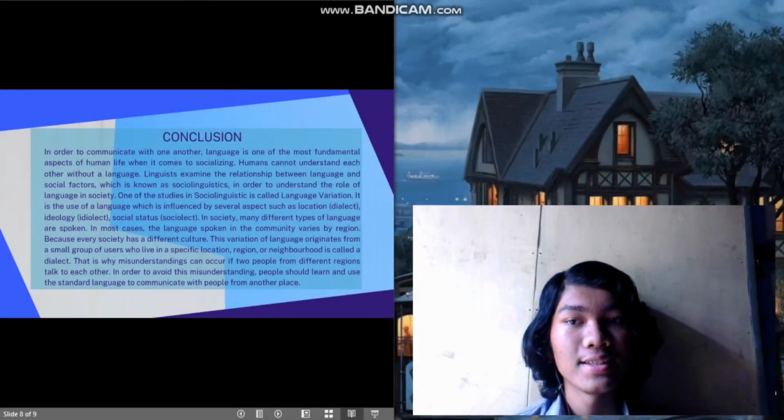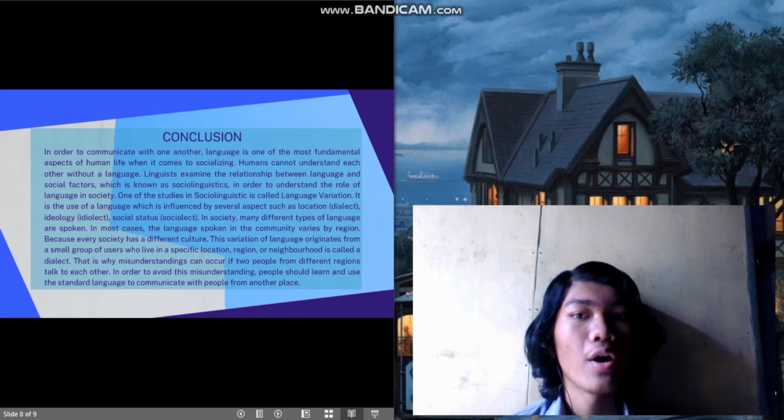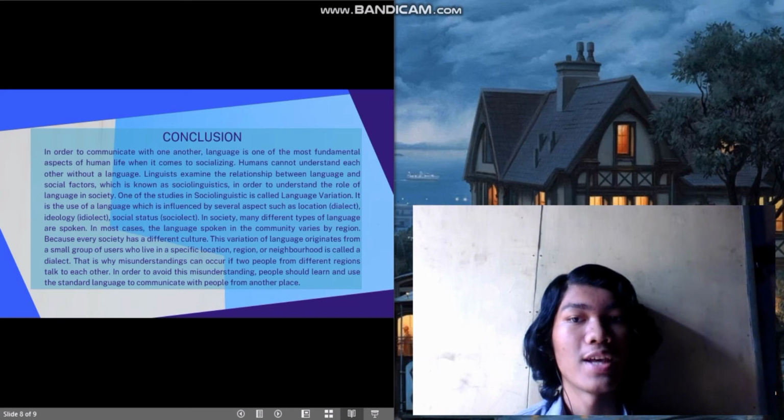So the conclusion is, in order to communicate with one another, language is one of the most fundamental aspects of human life when it comes to socializing. Humans cannot understand each other without a language. Linguists examine the relationship between language and social factors, which is known as sociolinguistics, in order to understand the role of language in society. One of the studies in sociolinguistics is called language variation.